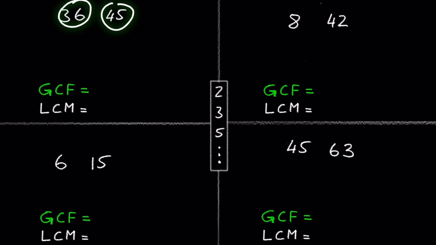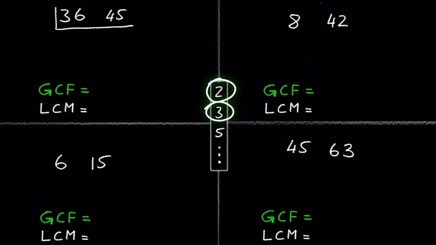The first step is to write the two numbers 36 and 45 on one line and draw a kind of L shape. And the second step is to divide out common prime numbers between 36 and 45, starting with the smallest prime number. So first try 2, then 3, then 5, and so on.